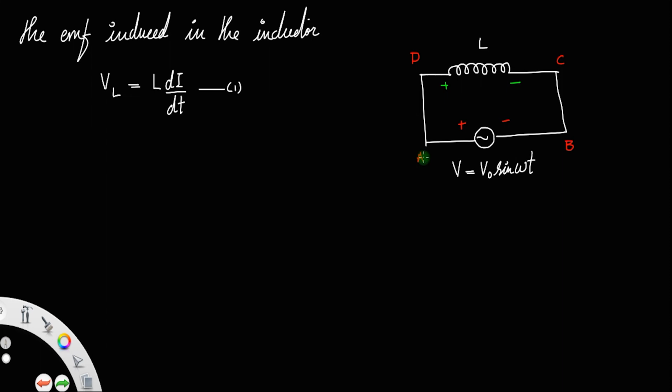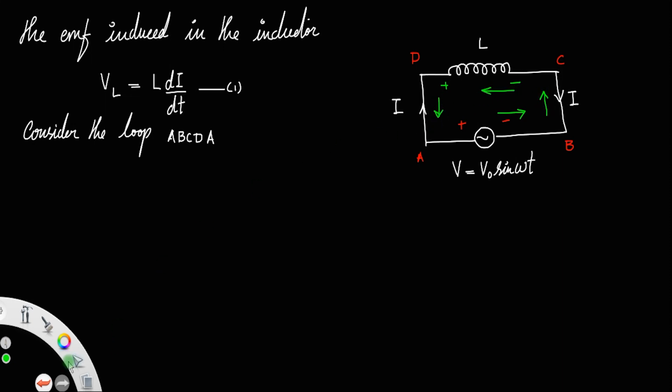Now we can apply Kirchhoff's law across the loop A, B, C, D. So let's consider the loop A, B, C, D, A. Let the current formed be I. Since this is the source EMF, the current always moves from positive to the negative side. Now we are going in this direction from A to B, then from B to C, C to D, and D to A.